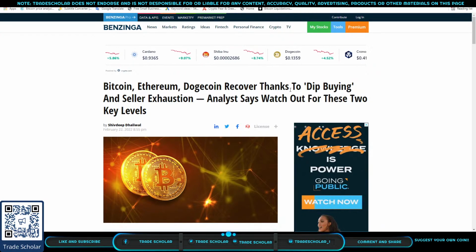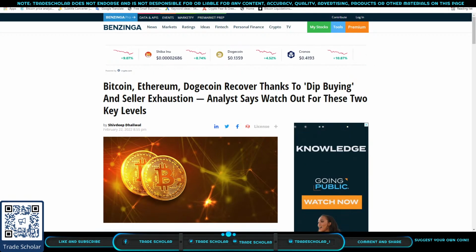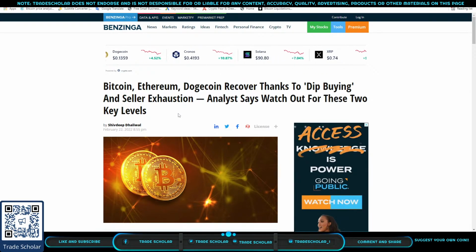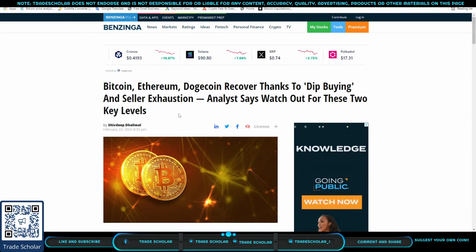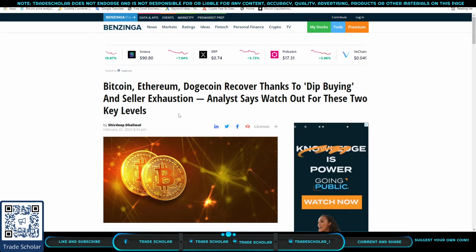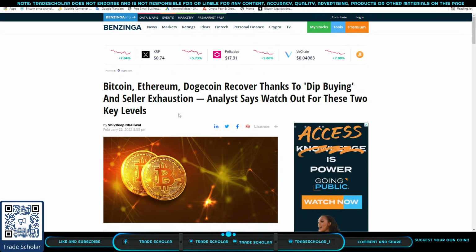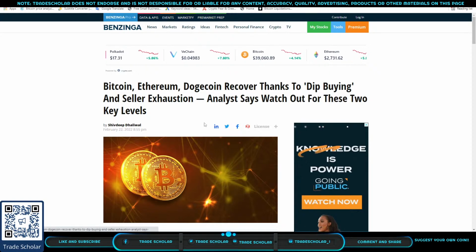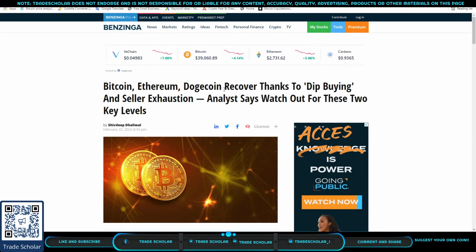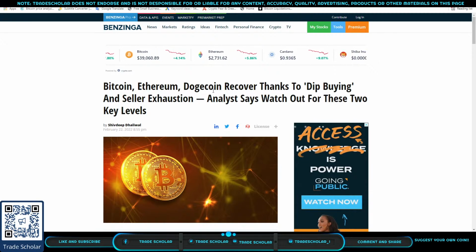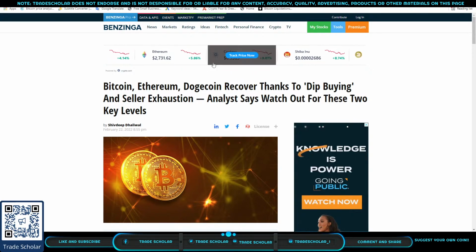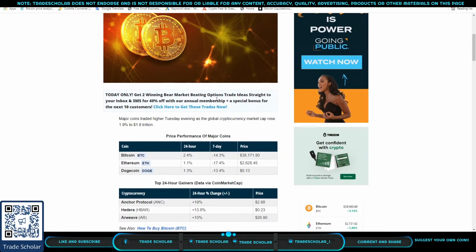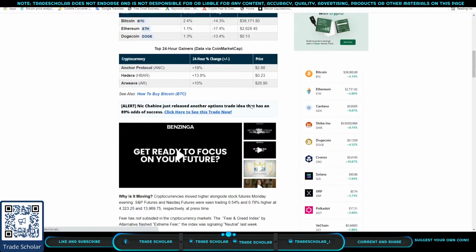"Bitcoin, Ethereum, Doge recover thanks to dip buying and seller exhaustion." So all the sellers got tired already. One hour time frame, Adrian: you're asking if you already have your support and resistance, then it's good to look at the 1 hour time frame. And you can add your Ichimoku cloud, so you can find the support and resistance also. "Seller exhaustion, analyst says watch out for these two key levels." All are up now.